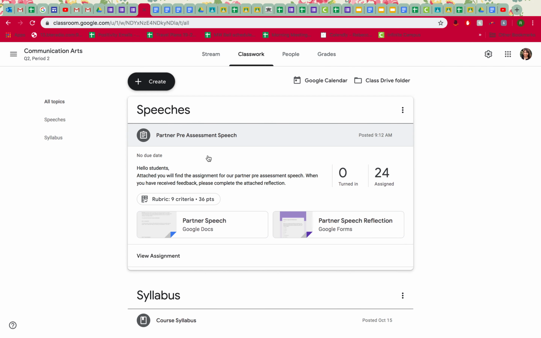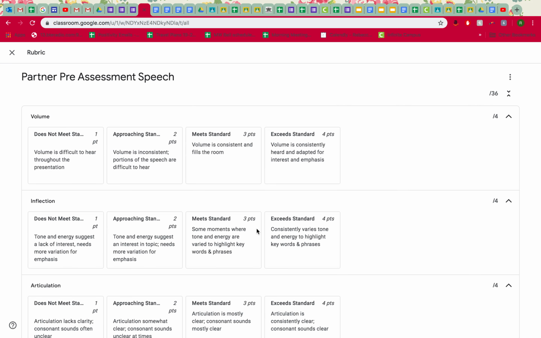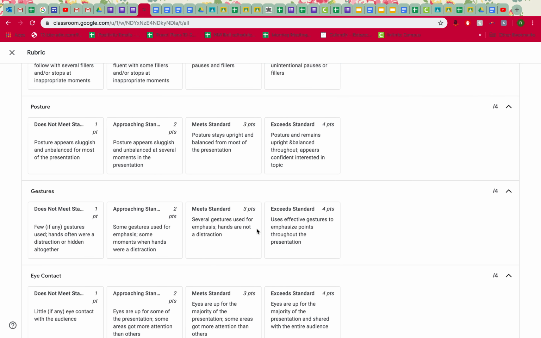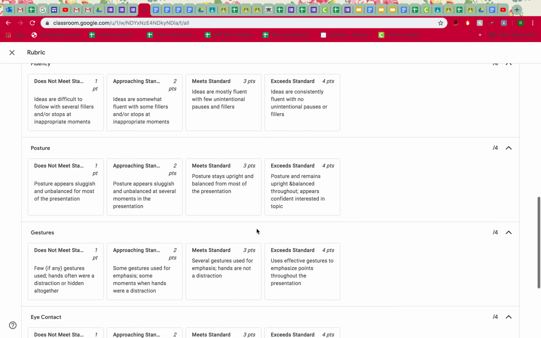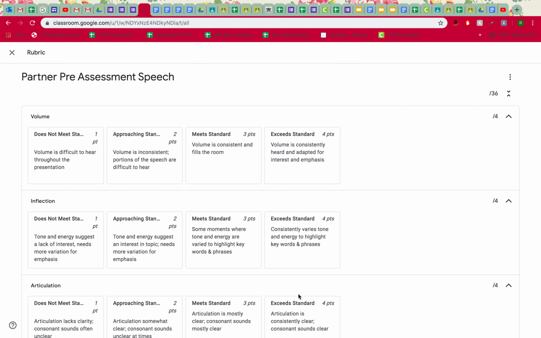Now, the reason that we're doing this is to not only get to know each other, but also so that you can have a better understanding of where you're at in terms of delivery skills. So if you are in the period 2 class, when you perform this speech, Miss A, our TA, will be filling out this rubric to give you some feedback on where you're at with both your verbal and vocal delivery, so things like volume and inflection, and articulation and fluency, and also your physical delivery, so things like posture, gestures, eye contact, facial expression. While this is a rubric, this speech is not being counted for a grade.